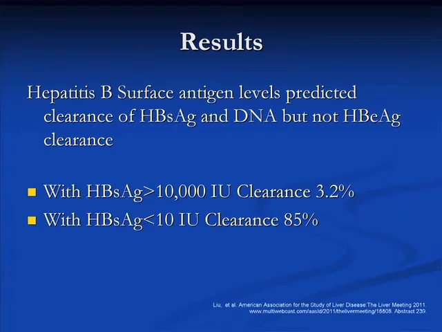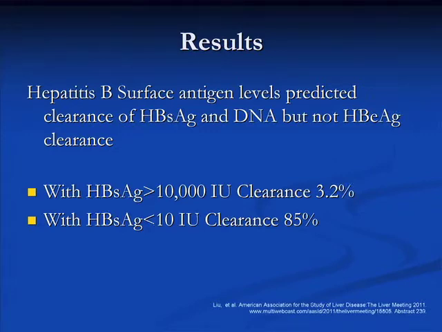Hepatitis B surface antigen levels did predict clearance of surface antigen and DNA, but interestingly did not predict E antigen clearance. Maybe some of these patients were pre-core mutants and didn't have E antigen, and that's why E antigen clearance was not predicted. Certainly the two most important things that we look for in terms of clearance are surface antigen and DNA.